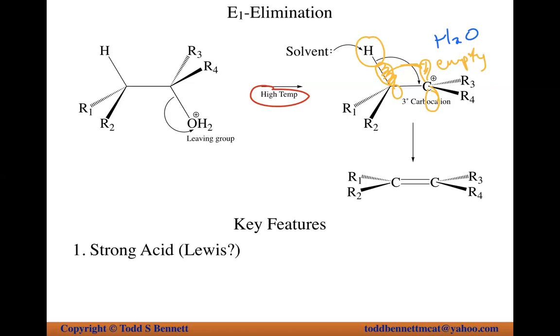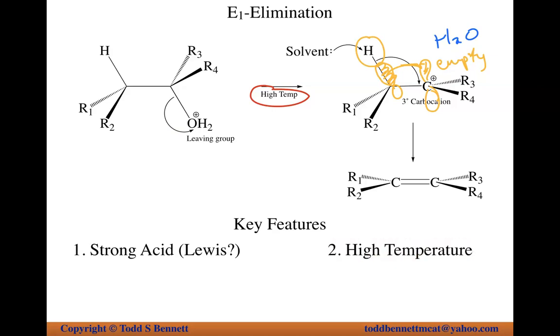Key features: strong acid, could be a Lewis acid. We are so used to seeing H2SO4 and nitric acid as strong Brønsted-Lowry acids, the ones that donate an H plus to a leaving group. But you never know, you might see silver. Ag plus accepts electron density from a halide. That could be your strong acid. So your strong Lewis acid, be open-minded. Anything that can accept electron density or protonate an alcohol.